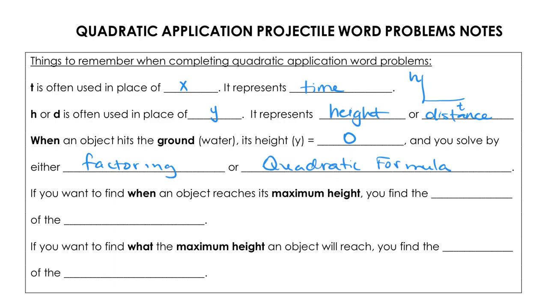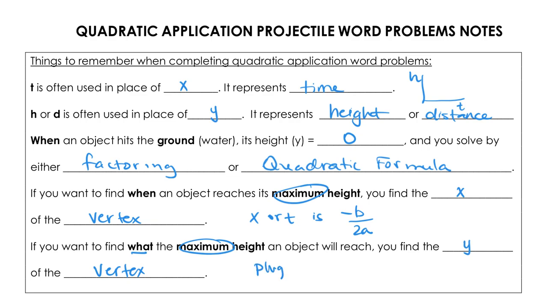And if you want to find when an object reaches its maximum height, you find the x part of the vertex. And remember that that's going to be x, or t, is the opposite of b over 2a. And if you want to find what the maximum height is, you'll be finding the y of the vertex. So this word maximum, and it could also be minimum, is what tells us that we're talking about the vertex. And remember, you're going to plug x into the original equation and solve for y.